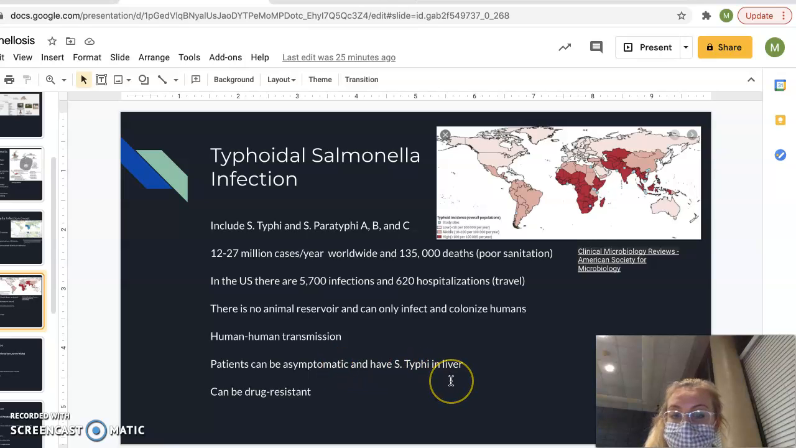typhi in their liver. So there's one incidence of this one woman who cooked a bunch of food for people, and she was spreading it to all of them, even though she showed no symptoms, but she had the type of Salmonella typhi growing in her liver and was spreading it to everyone that ate her food. The drug can be drug resistant, which is also not good.